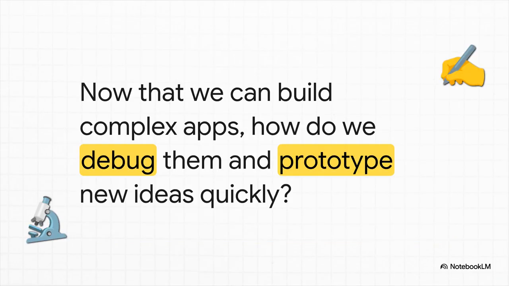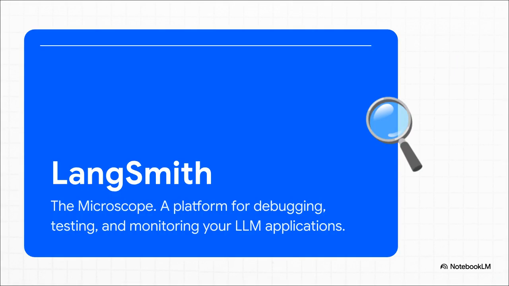Okay, so let's recap. We've got LangChain for our straight-line recipes and LangGraph for our smart looping agents. We have the core building blocks. But anyone who's ever built software knows that writing the code is only half the job, right? How do you actually debug these things when they get complex? And maybe even before that, how do you brainstorm and prototype an idea without getting bogged down in code? Well, that brings us to our next tool.